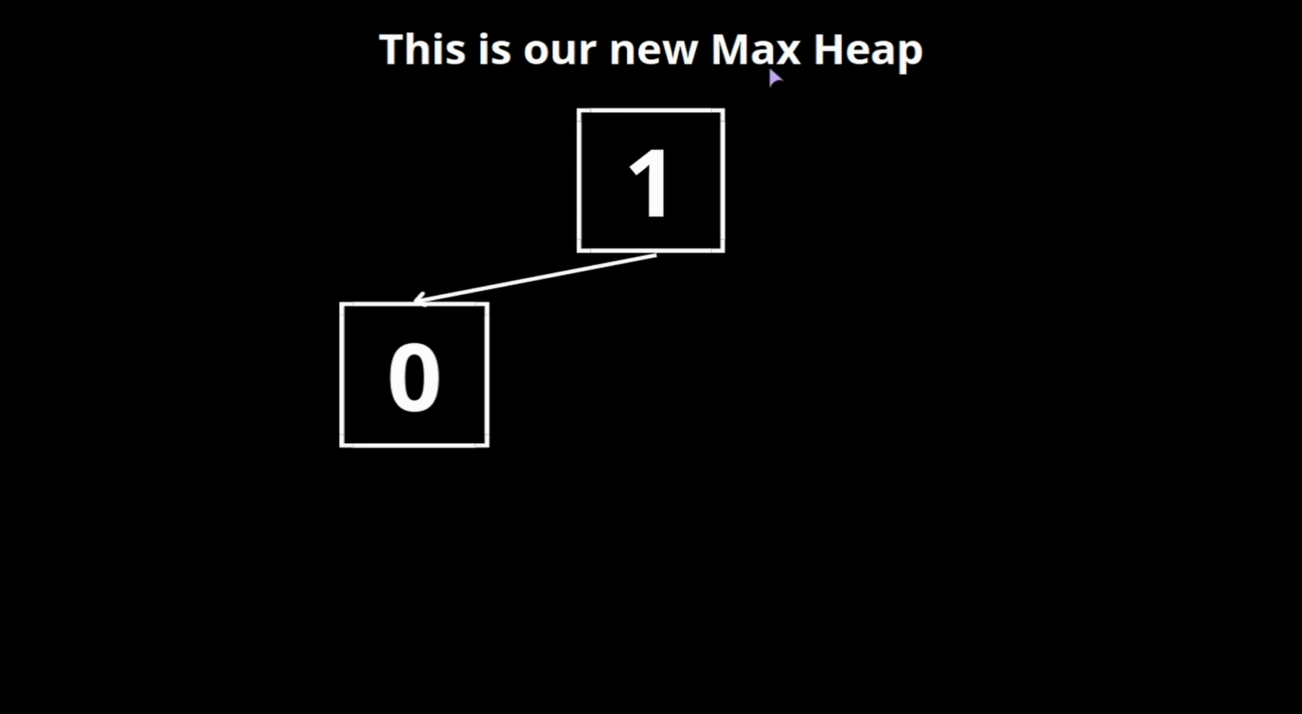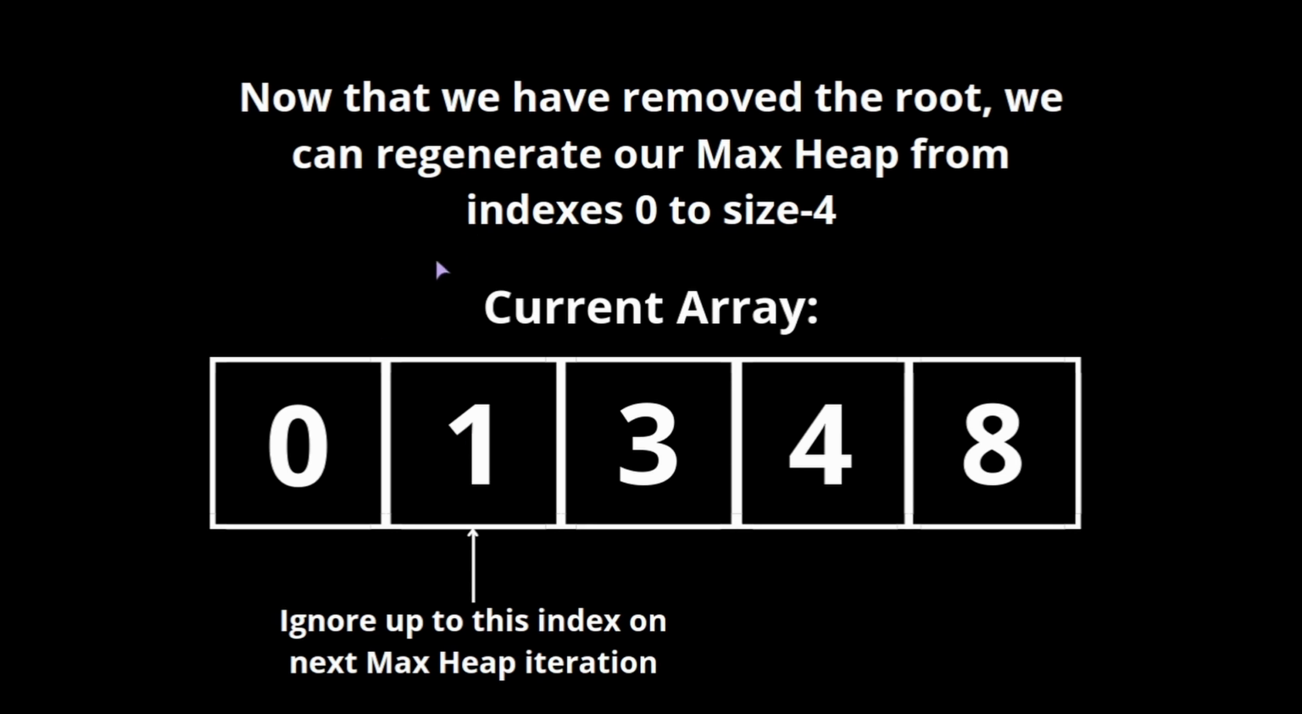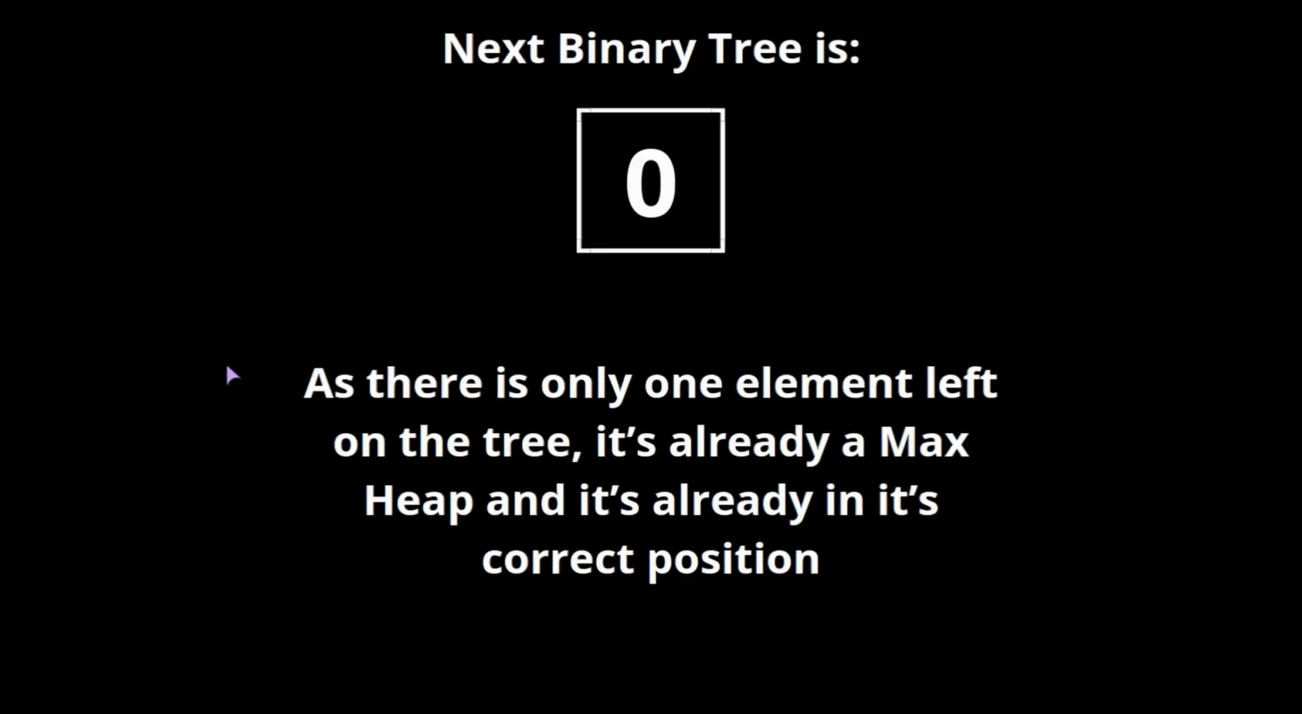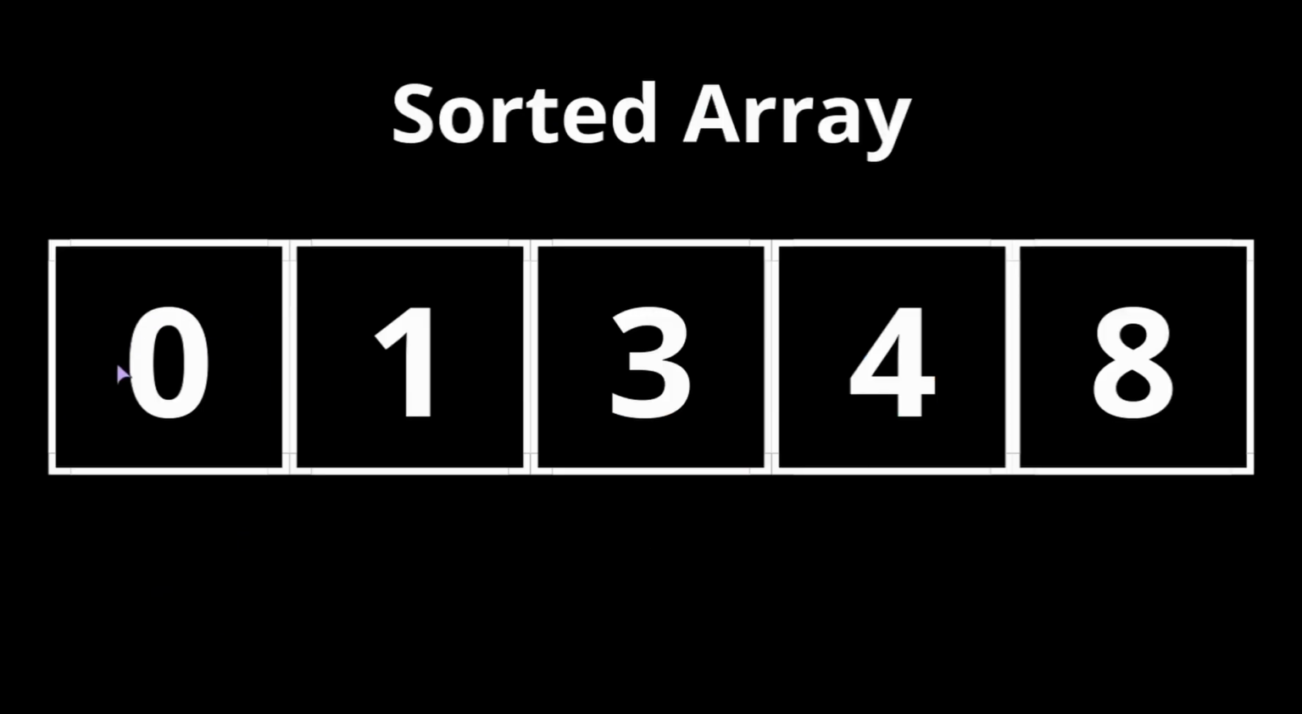And we have to remove the head and swap with the last element. And then we have all the elements from the size minus 4 to the end already sorted. And now we have to create our max heap from our 0. So this is our binary tree. As our binary tree only has the root element, it means that there are no child nodes, and this is already a max heap. So therefore, we just have to put it in its correct place. So we're going to swap 0 with 0 in this case, and it's going to stay in the 0th index position. And this is the final sorted array: 0, 1, 3, 4, and 8.